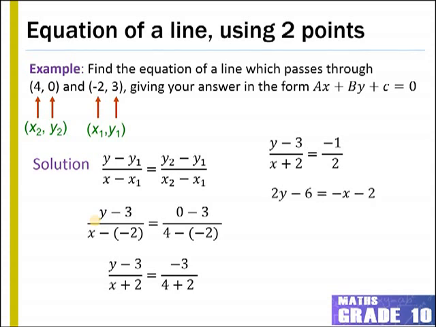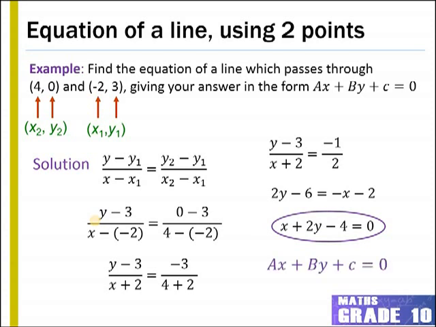So (y minus 3) over (x plus 2) equals -1 over 2. If we multiply both sides by x plus 2 and both sides by 2, then we get 2y minus 6 equals -x take away 2. So x plus 2y take away 4 equals 0. And this is now in the form ax plus by plus c equals 0. A is 1, b is 2, and c is -4.